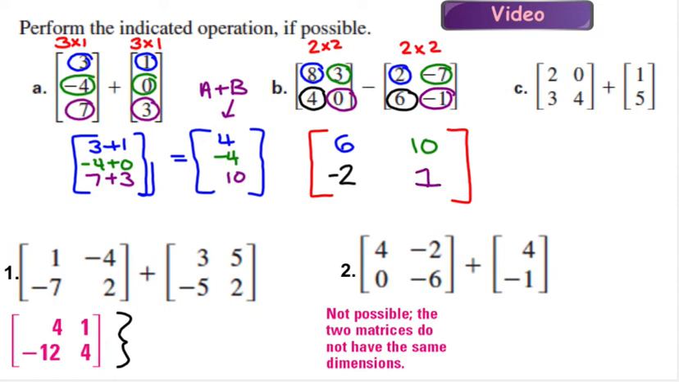All right, example C. We have 2 rows by 2 columns and 2 rows by 1 column. If you remember from the last slide, you must have the same dimensions. We have a 2 by 2 and a 2 by 1. This is not possible, you cannot add these two matrices together.